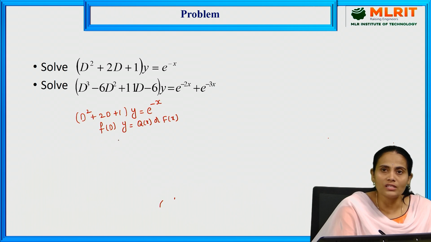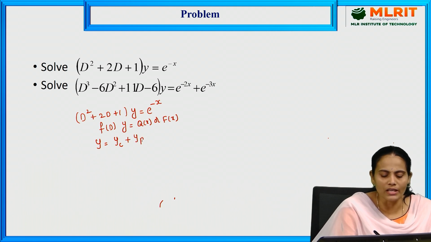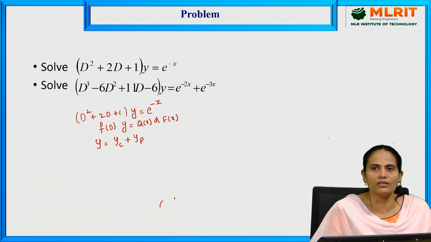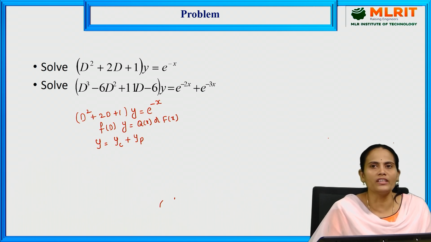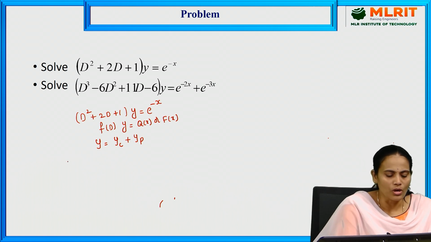What is the solution of this differential equation? y is equal to complementary function plus particular integral. First you have to find the complementary function of the given differential equation. To find the complementary function, first you have to take the auxiliary equation. So what is the auxiliary equation?